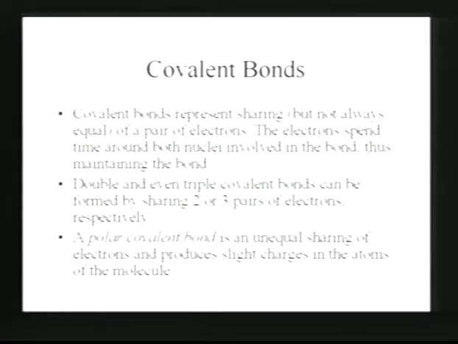All right, so as I said, sometimes the sharing is not equal. The electrons spend more time around one of the atoms than the other atom. That's a polar covalent bond. What happens there is you get slight charges in the atoms in the molecule. The reason is that, for example, if an electron is spending more time around one nucleus than the other nucleus, that atom then picks up a slight negative charge. Some of the time it's going to be negatively charged, and some of the time it's not, depending on when that electron is around it. So we measure that as a slight negative charge.